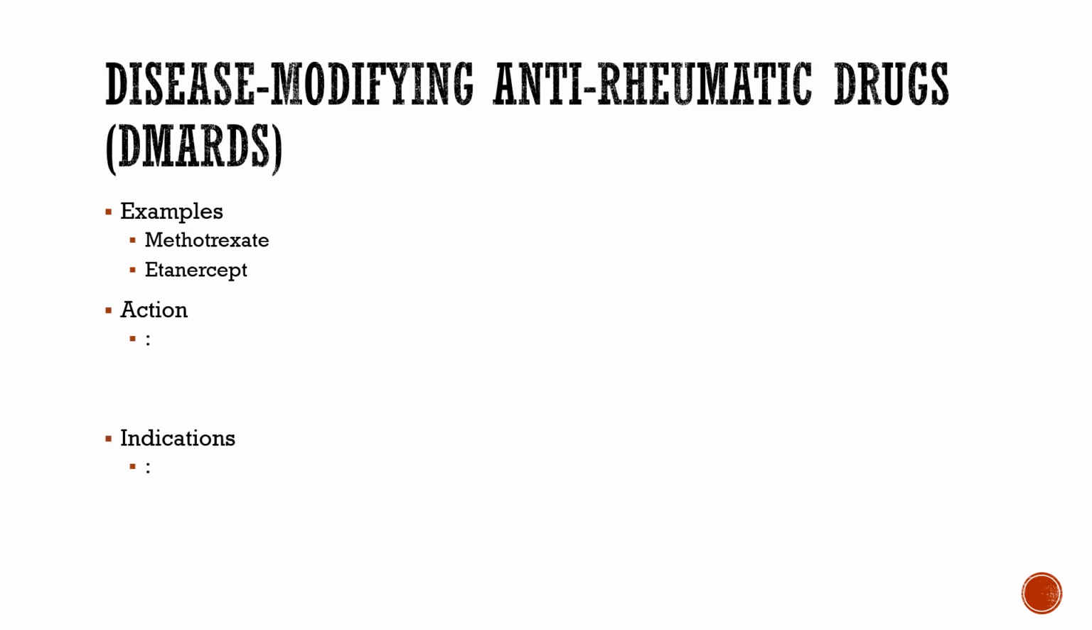DMARDs. Common DMARDs are methotrexate and etanercept. There's others as well for sure, but those are the ones that I've seen most commonly. A lot of times they're given sub-Q. The methotrexate can be given PO.